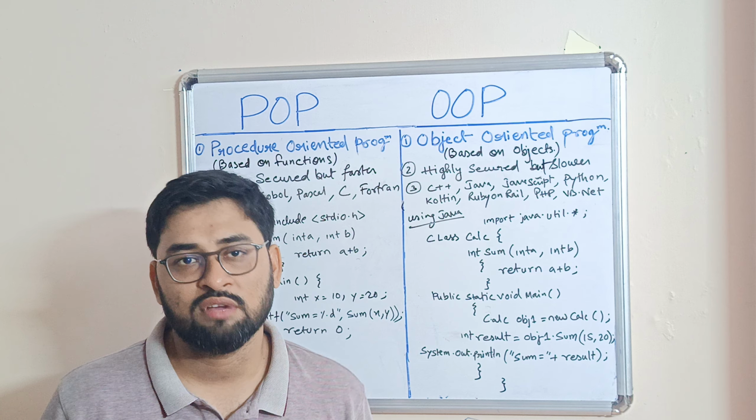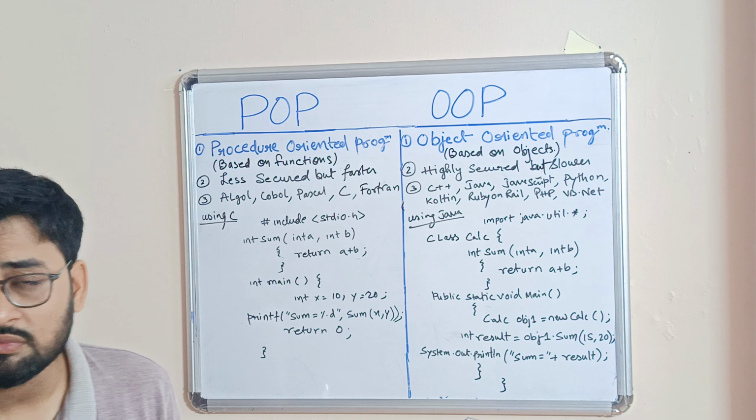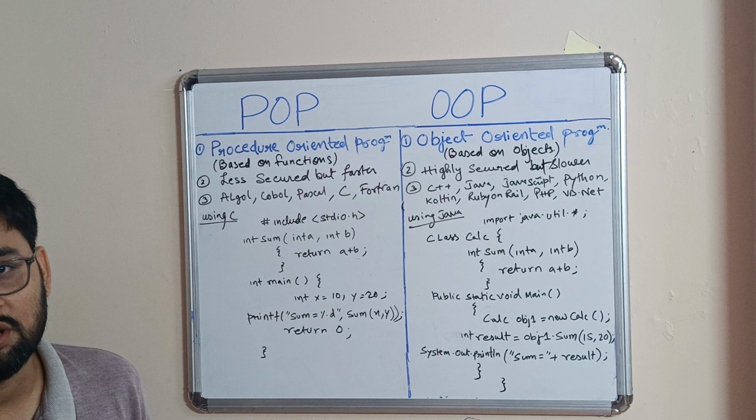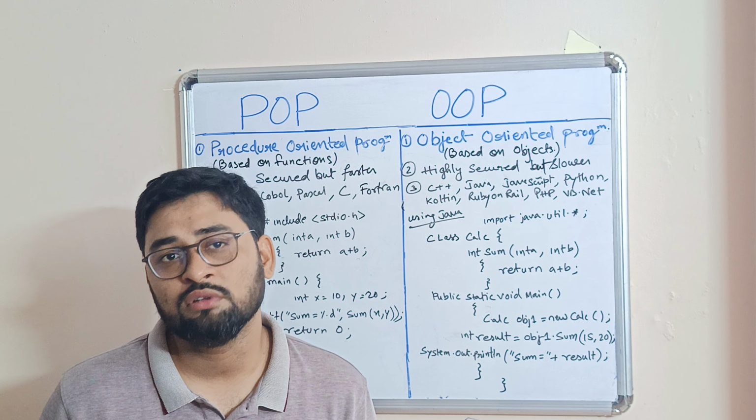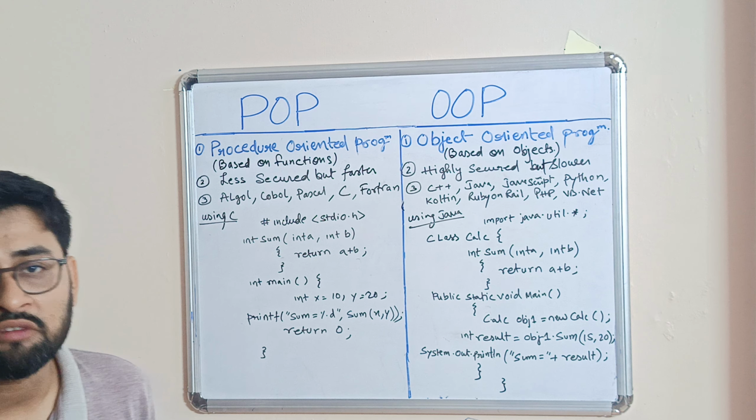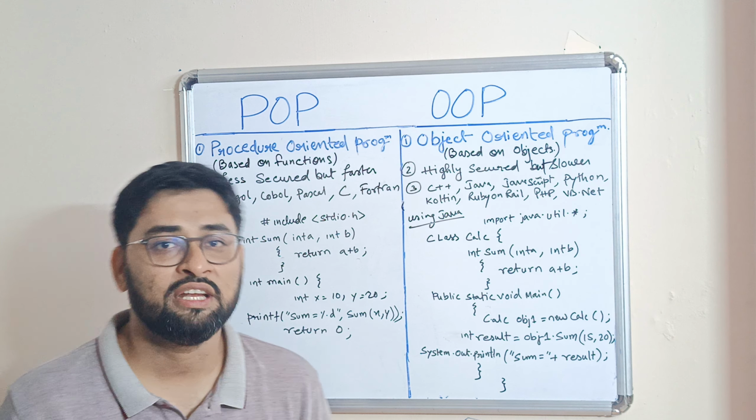First one we discussed was encapsulation. Second one is abstraction, data abstraction. The third one we have is polymorphism, and the fourth one is inheritance.